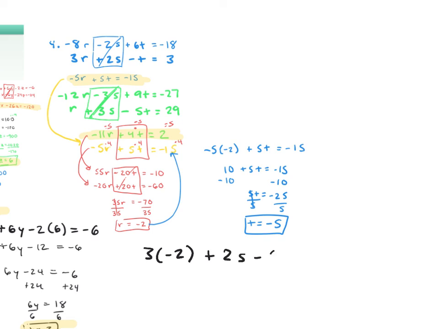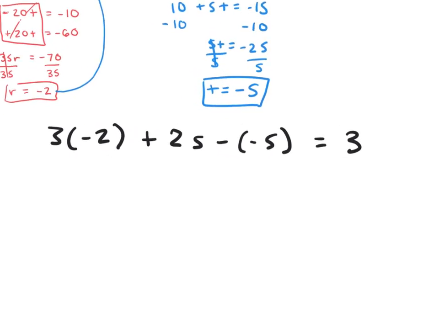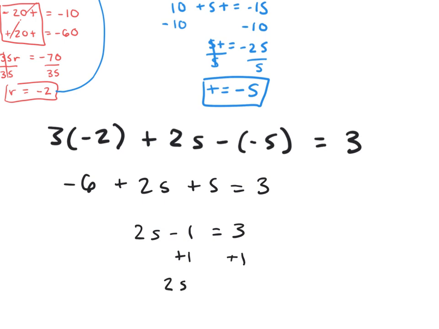What do we do first to solve? Multiply. Negative 6 plus 2s. What is negative times negative 5? Positive 5. What do we do next? Combine. So we have negative 6 plus 5, which would give us negative 1. What do we do next? Add 1. 2s is equal to 4. And now what? Divide by 2. S is equal to 2.